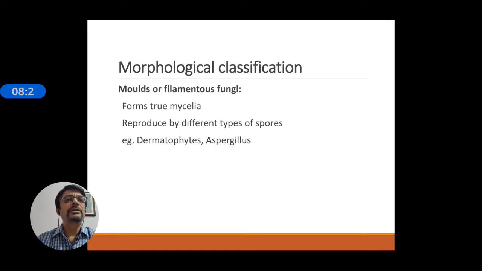The third type in this classification is the mold, or the filamentous fungi, which produces true hyphae and mycelia, and on that mycelia it may bear different kinds of spores, like dermatophytes and Aspergillus. These all are molds, or the filamentous fungi.